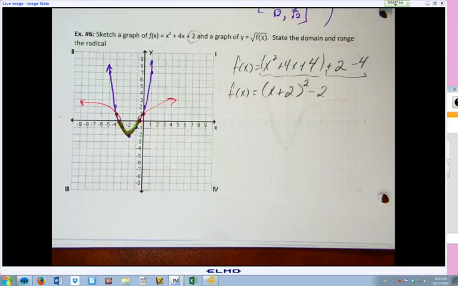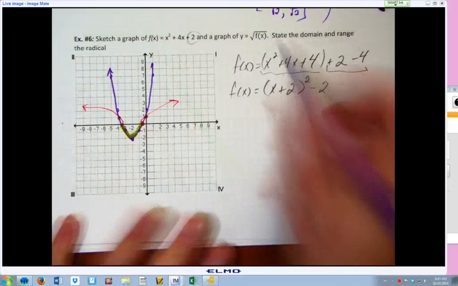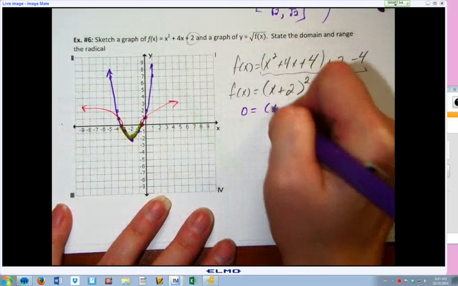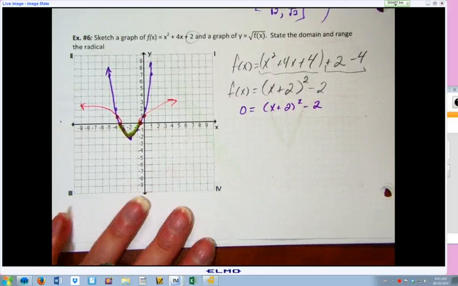Domain and range. What do we need to find before we can find the domain? The x-intercept. Okay, how do we find the x-intercepts? Do you want to do it from the original form or from the completed the square form? Okay, so let's go through the steps together.